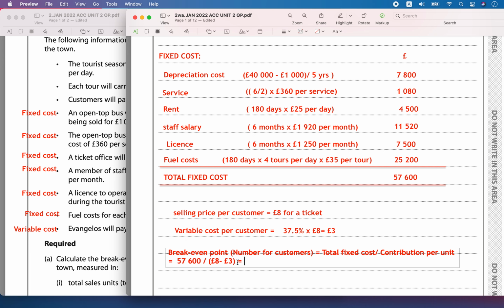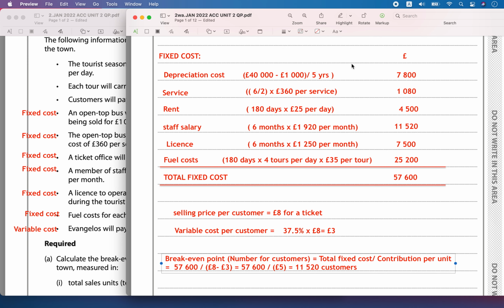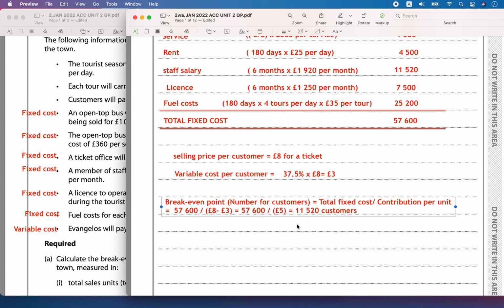So if you calculate, 57,600 divided by this, which is going to be 5 pounds, it is the contribution per customer. So that is going to be equal to 11,520 customers. So this many customers have to come in order to cover their fixed cost and variable cost, so that they reach a point where they don't make a profit or loss.